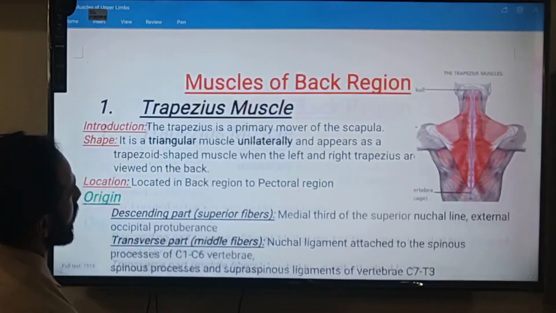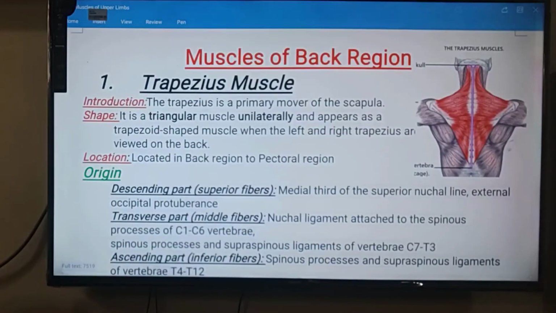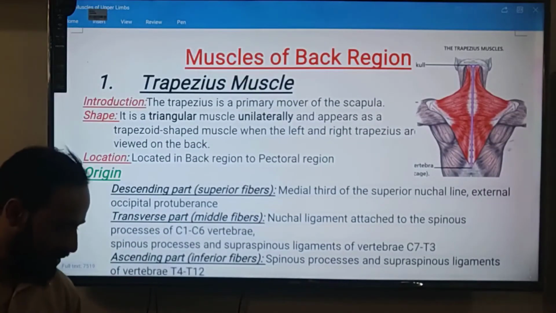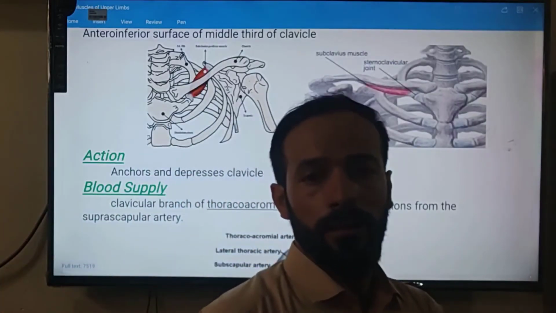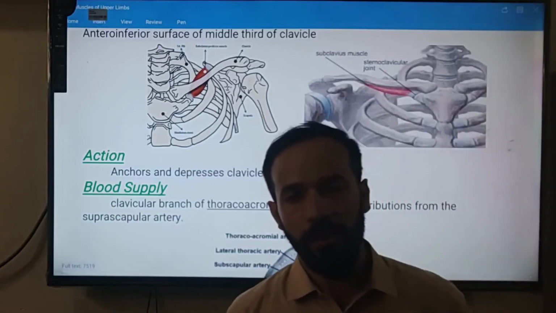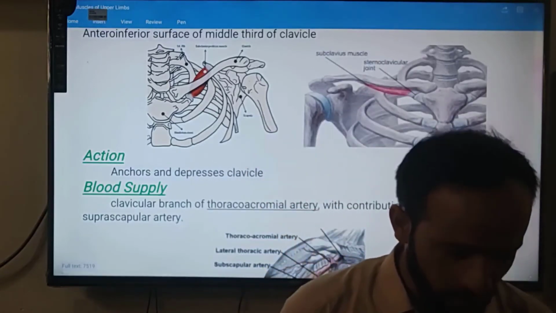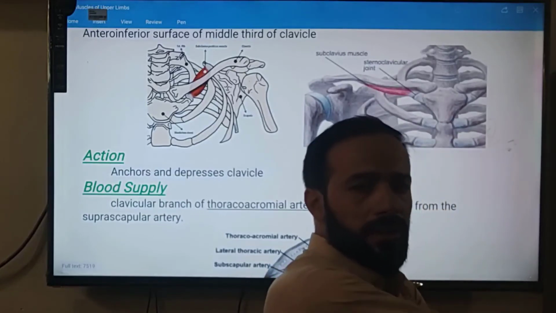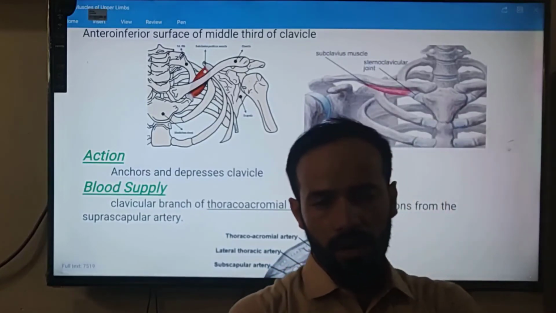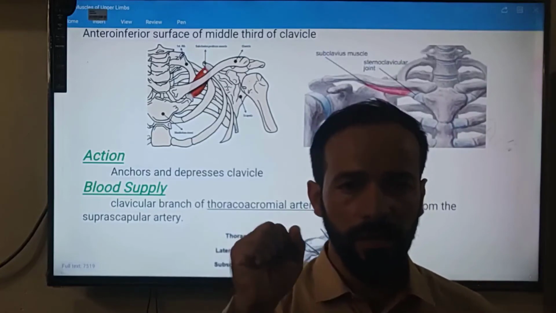I hope you enjoyed. In the next lecture we will start discussion about the muscles of the back. So friends, we discussed the muscles of the pectoral region. Let's recap it. In our upper limb we have 6 regions: the pectoral region, the back region, shoulder region, arm region, forearm region and hand.